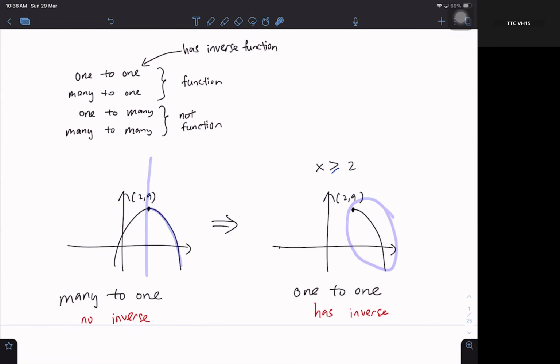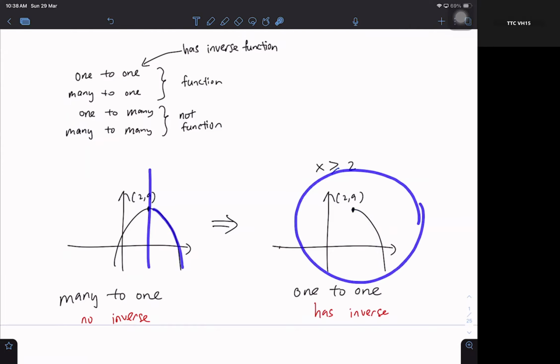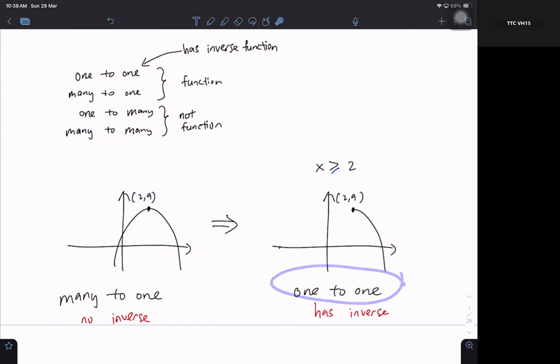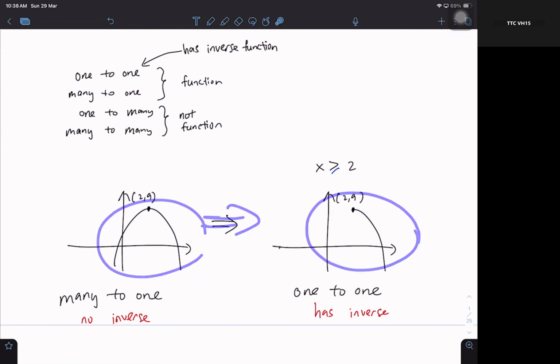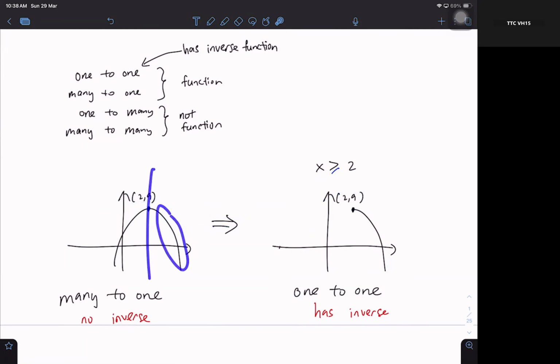So it becomes like this. Because you see, if it is like this, it is many to one, so it has no inverse. But when you cut it into half, you take only the right hand side, it becomes like this. So it becomes one to one. So it will have an inverse. So how to make something that has no inverse become something that has an inverse? Yeah, cut it into half. Because when you cut it into half, you take only the right hand side, it becomes one to one. One to one has an inverse.